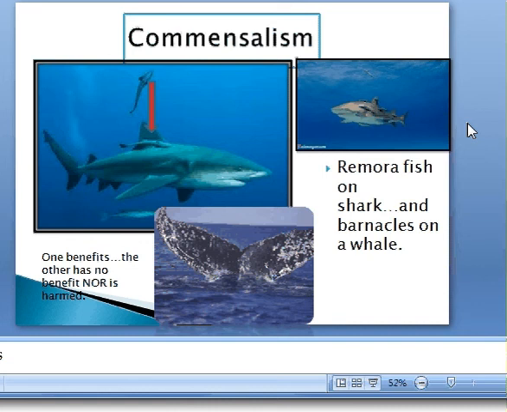Now the whale, since this is an example of commensalism, remember one of the species benefits. So in this case the barnacles are benefiting, but the whale doesn't really get a benefit from the barnacles being attached to it. But there's also no harm done to the whale, as far as they can tell, from the barnacles being attached. So a perfect example again of commensalism, where one of the species benefits and the other one has no benefit but no harm.